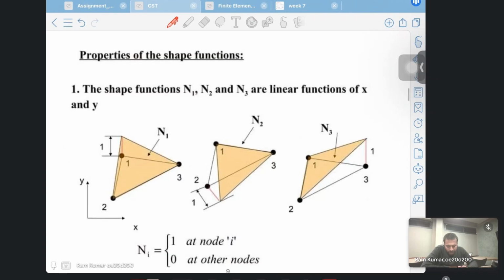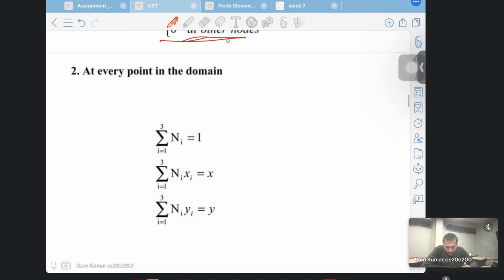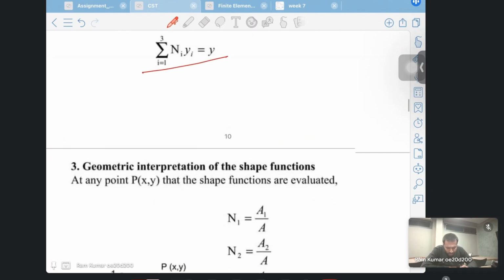I think we know the property of the shape function. At i equal to 1, shape function N1 will be 1 and at the other nodes it will be 0. These are the properties of shape functions N1, N2, N3. One more: the summation of the shape functions every time will be 1, and the summation of Ni xi in the x direction will be x, in the y direction it will be y. Okay, these are some properties.